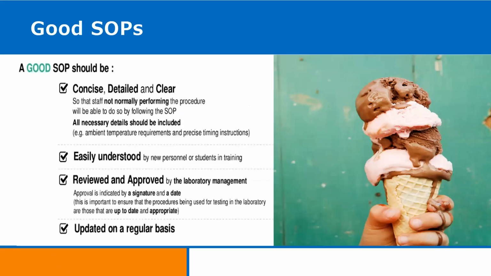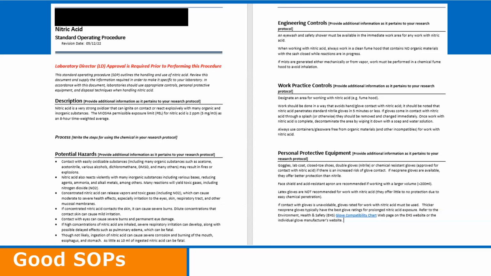The next one, good SOPs are concise, detailed, clear, easy to understand, reviewed and approved by someone, and updated on a regular basis. Good example of SOPs. This is from another university. It's a good example of a nitric acid one. So we got a description, and since it's a template, it leaves a space for the lab to customize how they use this nitric acid, explain the potential hazard, engineering controls, give you options like I mentioned in there. If you don't have a fume hood, then you can now put that as a measurement and what you're going to use. So it's a template that you need to adapt.